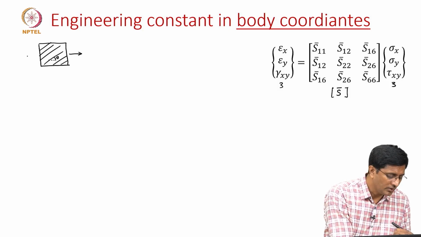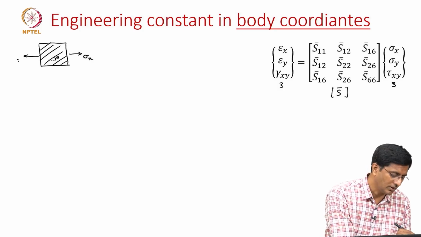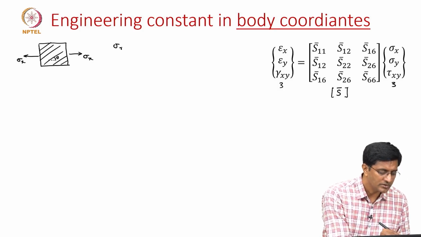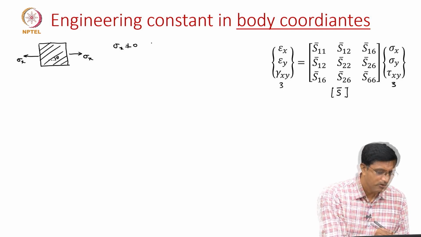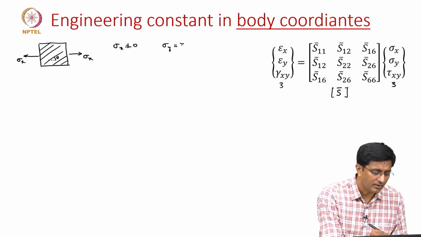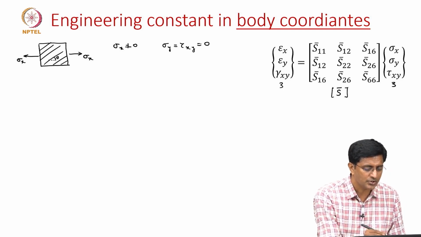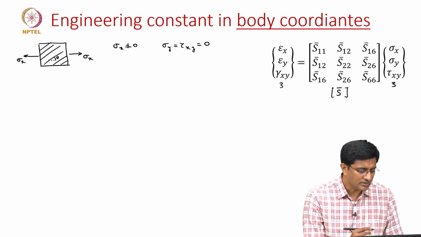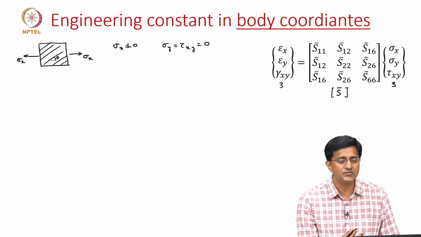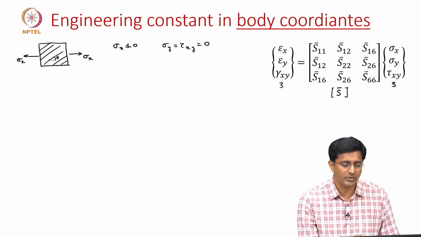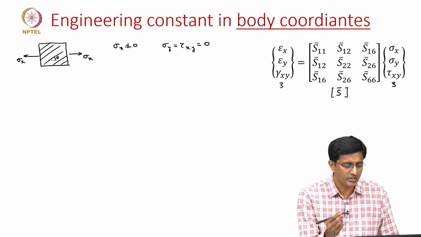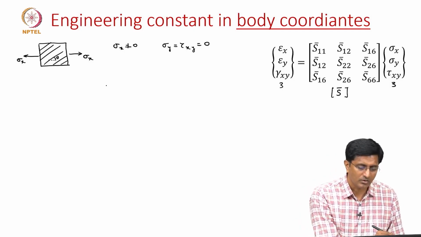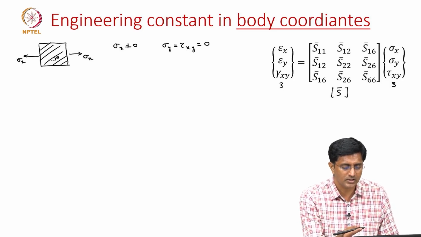But the loading we are assuming here is that there is only a uniaxial load in the x direction and the rest are all going to 0, meaning sigma x is non-zero, while sigma y and tau xy are 0. So, in this case, now let us see what are the strains we expect from this generally orthotropic material. Looking at the strain stress relation, we should be able to write what is epsilon x. Similarly, we will also see that it will have a component epsilon y and gamma xy.